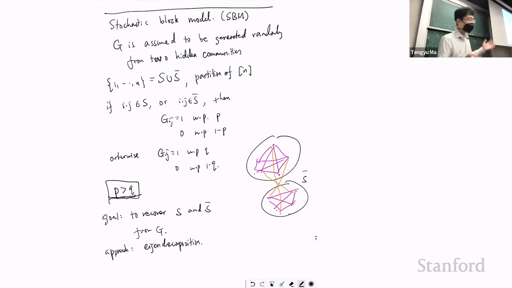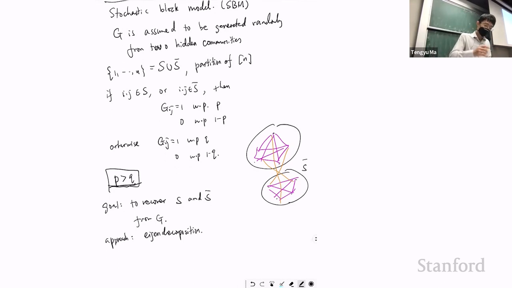So maybe before talking about eigen decomposition, for some extreme cases, you don't have to do eigen decomposition, right? Let's just do a somewhat trivial warm up. Suppose P is 0.5 and Q is 0. Then you almost likely don't have to do anything, because you're going to see two disconnected parts, right?